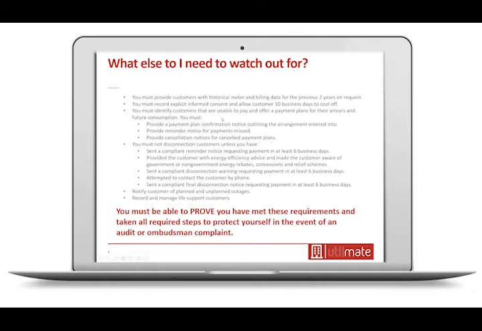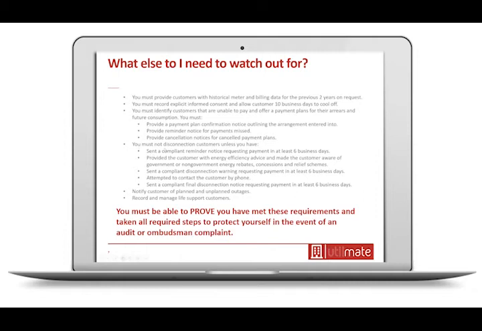You must identify customers that are unable to pay and offer payment plans for their arrears. So that's obviously payment plans and hardship customers. And around the managing of that, you have to provide them notices, confirming what the arrangement is, reminder notices, cancellation notices. So that's a very important aspect as well.